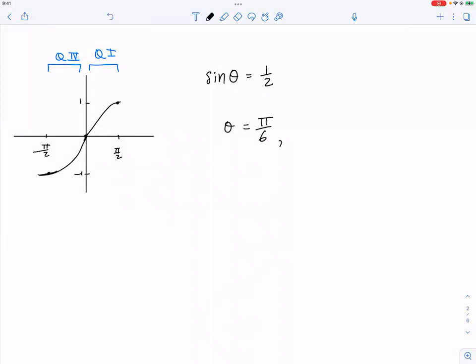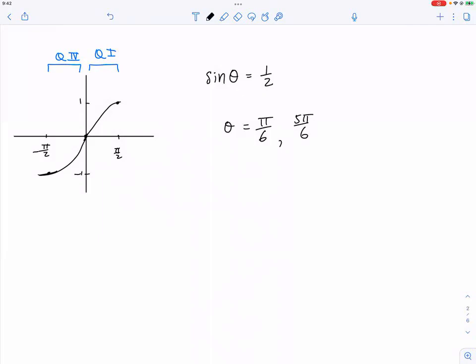And what else is possible? What theta value would give you 1/2? Five pi over 6, right? Quadrant 2. Okay, ASTC, remember? ASTC, quadrant 1 and quadrant 2. So this is why we say you need to know your unit circle values.